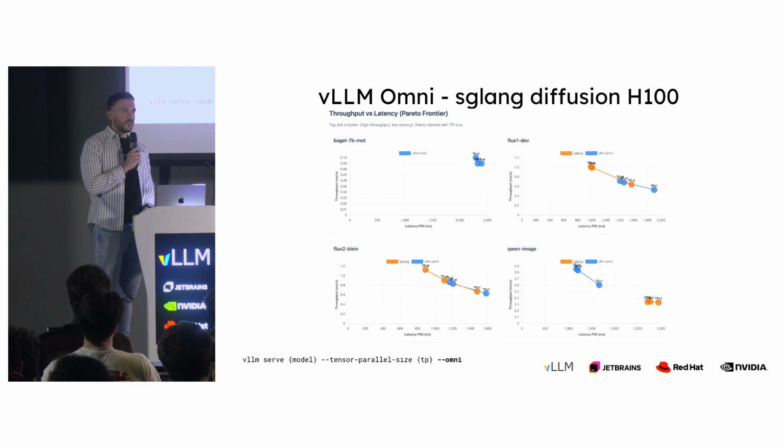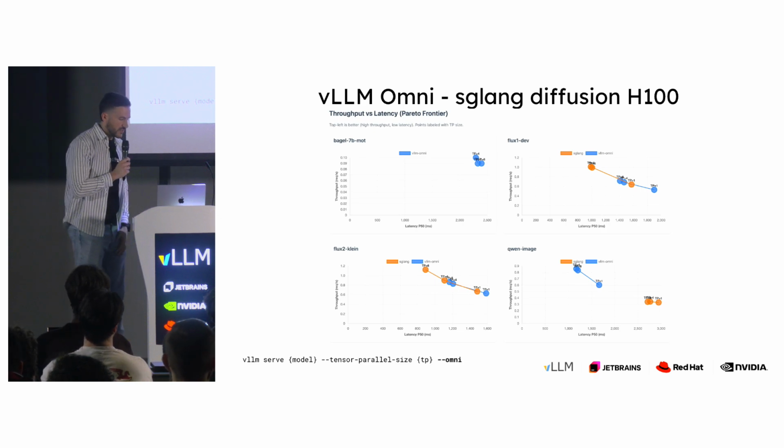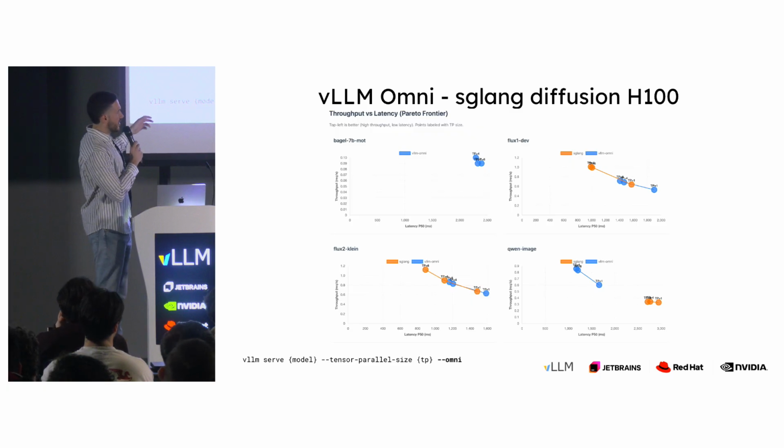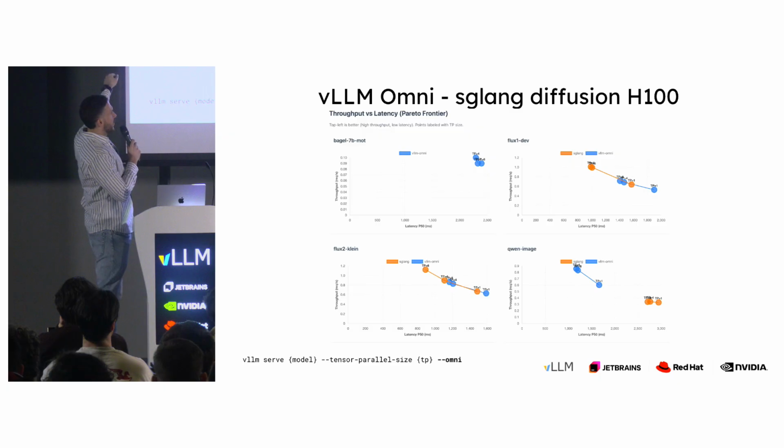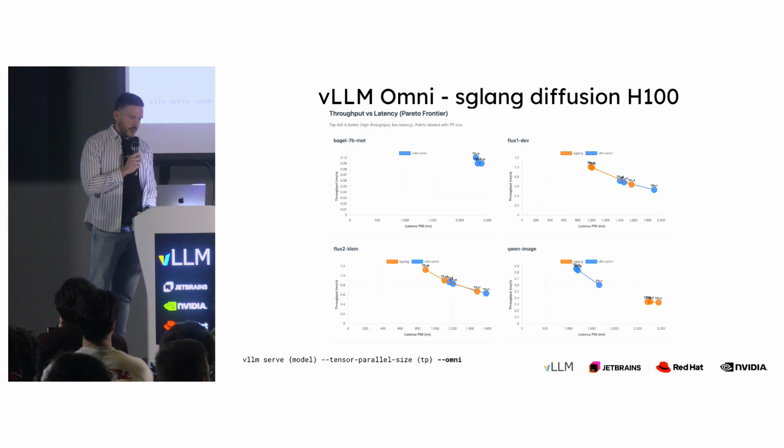We have Qwen Image running much faster on this Pareto chart here. So, sorry, we have throughput on the y-axis and latency on the x-axis. You obviously want to go as top left as possible here, so highest throughput and minimal latency, and that's the case for Qwen Image on Omni, while in the Flux case, especially at TP8, we see SGLang still working a bit better.